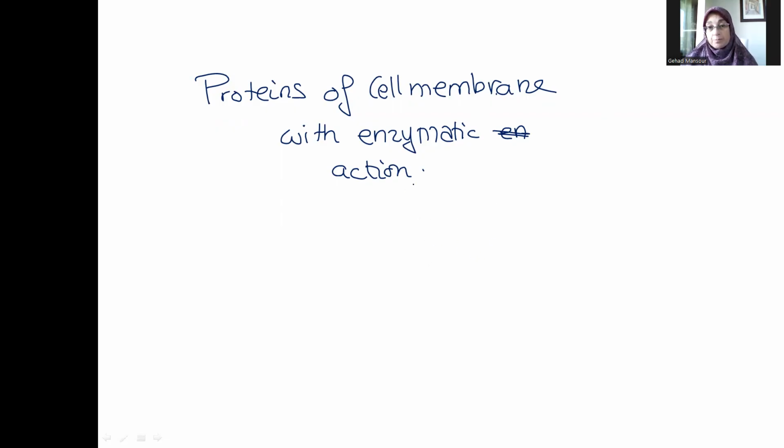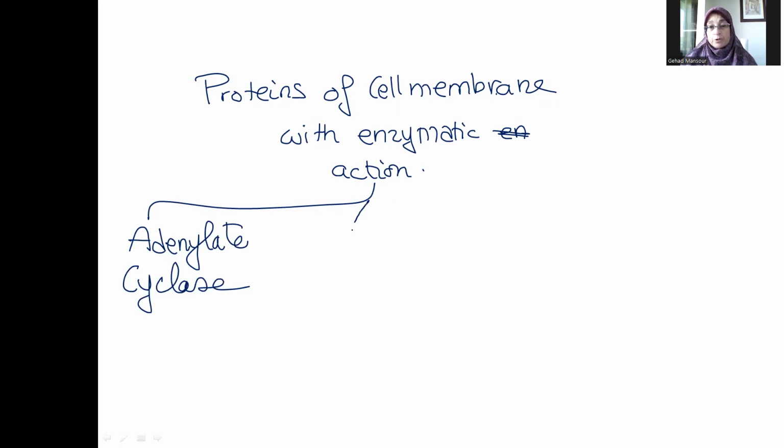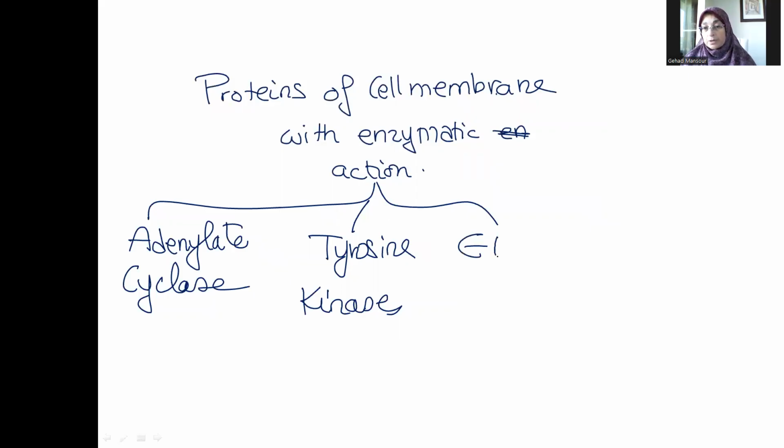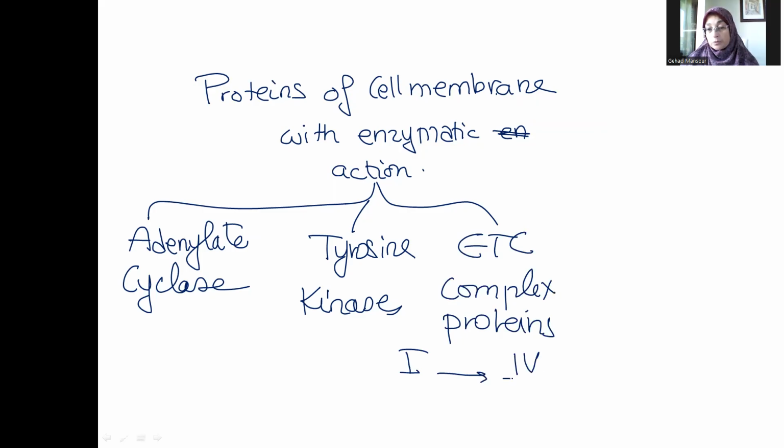So proteins of the cell membrane that have enzymatic action, we have seen, for example, adenylate cyclase in the G protein coupled receptor pathway. We have seen tyrosine kinases. We have seen the complexes of the electron transfer chain, the electron transfer chain complex proteins. They are enzymes from number 1 to number 4.